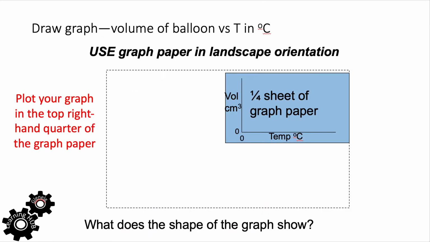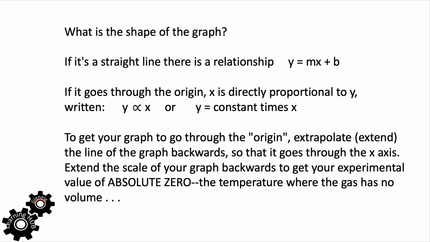And so here we are with the axes labelled, the zeros for the volume, the zeros for the temperature, and you're going to plot it. And so what does the shape of the graph show? So lines can have different formulas. If it's a straight line, you've got the equation for a straight line, the relationship between x and y values. If it goes through the origin, then x is directly proportional to y, which is what we can write.